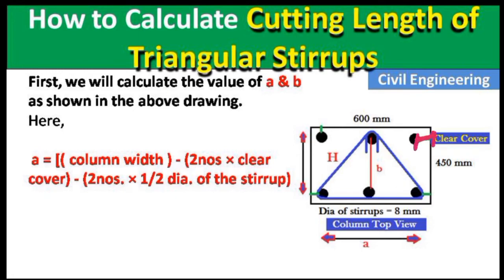Okay, so this is 40 mm, and after that we have to subtract two numbers into half diameter of the stirrups, where the diameter of the stirrups is given as 8 mm. So let us put all this value.